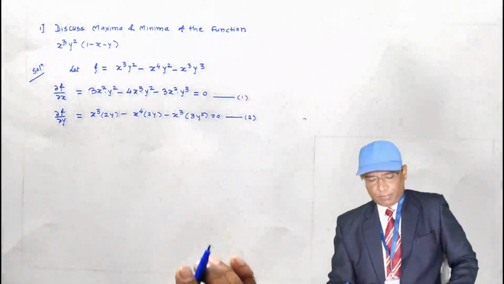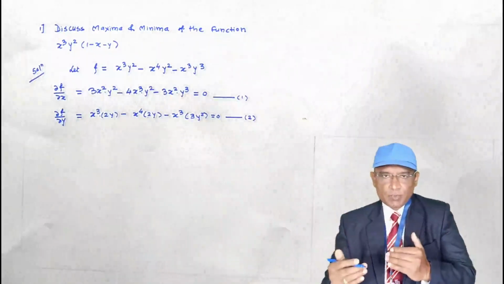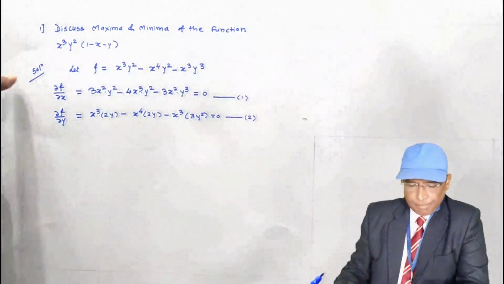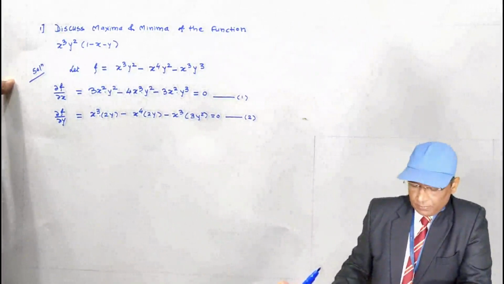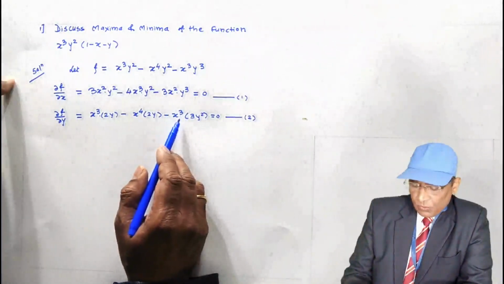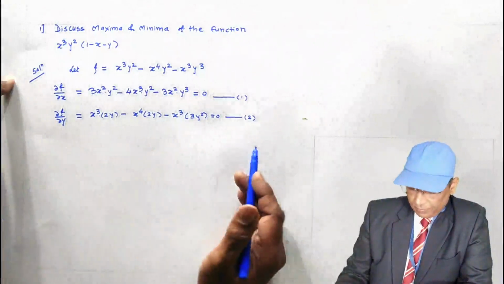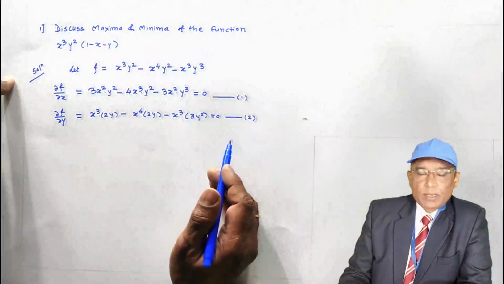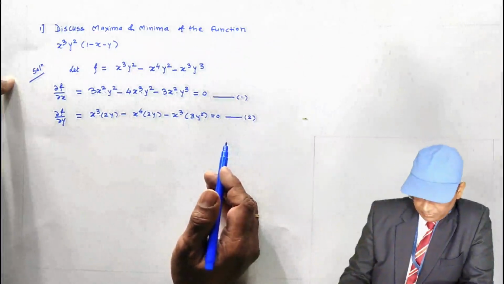This was our first step. Find the partial derivative with respect to x and with respect to y of the given function, and equate it to 0. In the next step, we have to solve these two equations, find different values of x and y, and solve them simultaneously so as to get the point of intersection of the tangent.